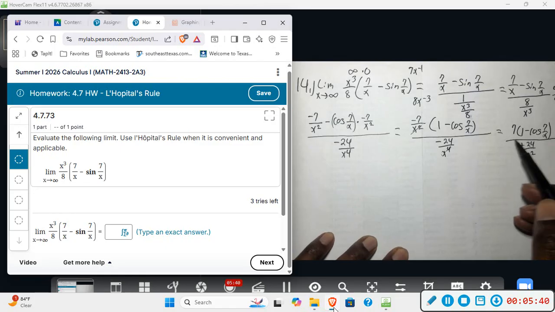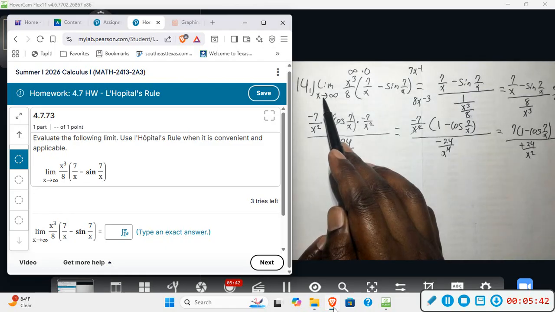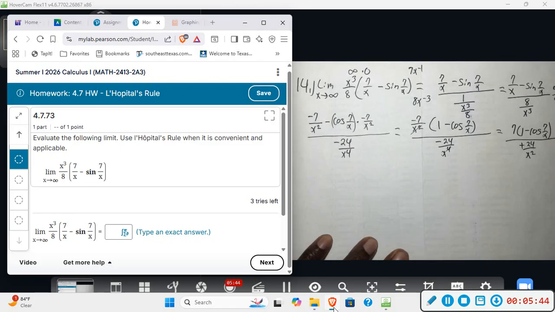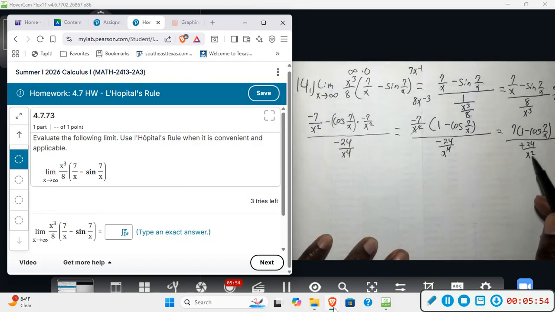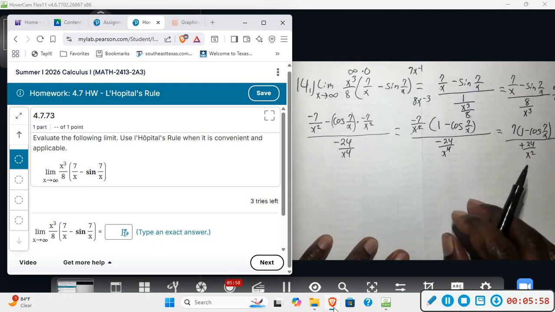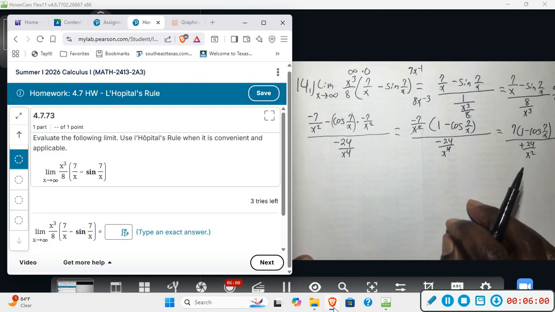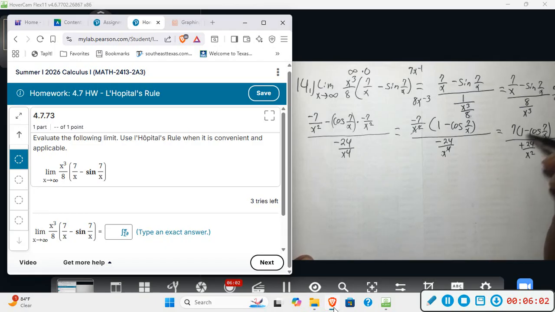All right, so at this point, if we plug in infinity, this goes to 0. Cosine of 0 is 1, so we'll have 1 minus 1, which is 0, times 7. So this is still 0 on the top. If I plug in infinity on the bottom, 24 divided by a really big number is going to be 0, so I'll still have 0 over 0. So I'm going to need to do derivative again. So we're going to start doing derivative of this again.